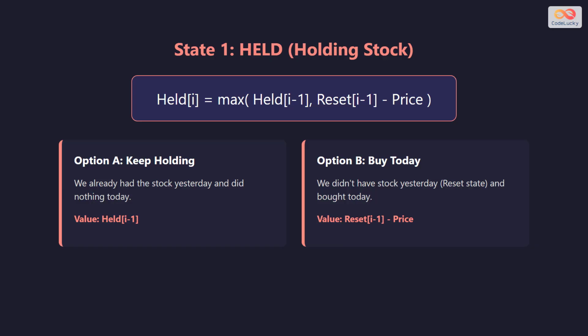To be in the held state today, 2 things could have happened. Either we were holding the stock yesterday and did nothing, or we were in the reset state yesterday and decided to buy today. We take the maximum value of these 2 options.